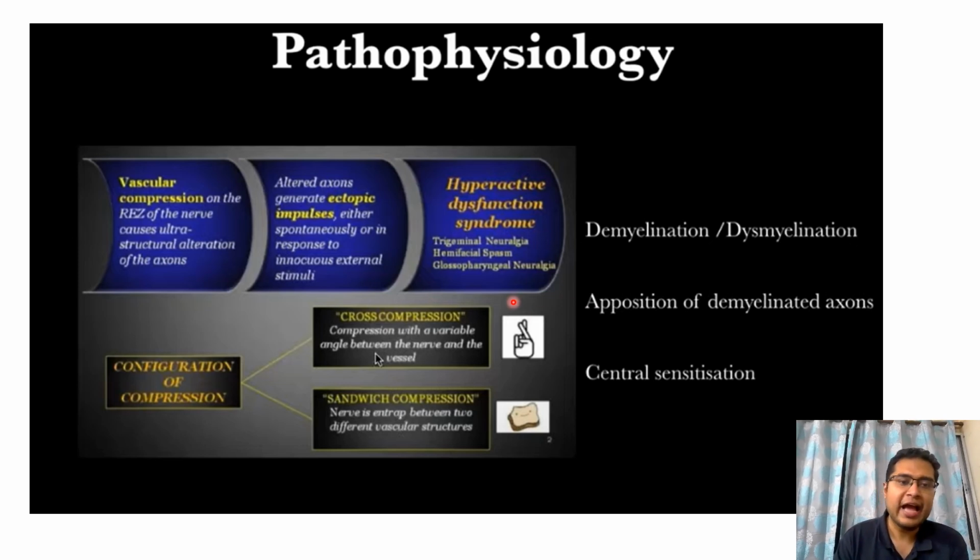So what exactly happens within this particular area of neurovascular conflict to cause such structural alterations of the axons? It can be a demyelination or dysmyelination, a central sensitization, or apposition of the demyelinating axons, which cause this particular structural alteration.